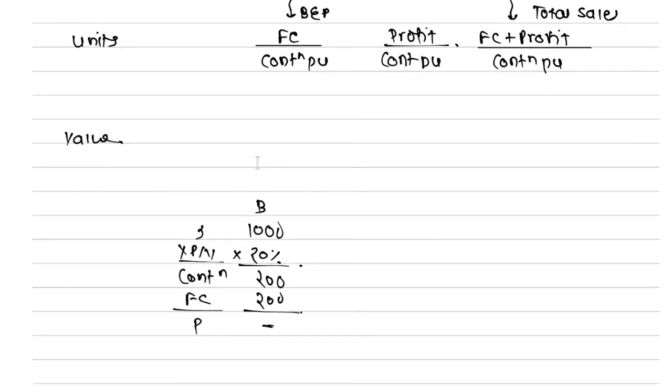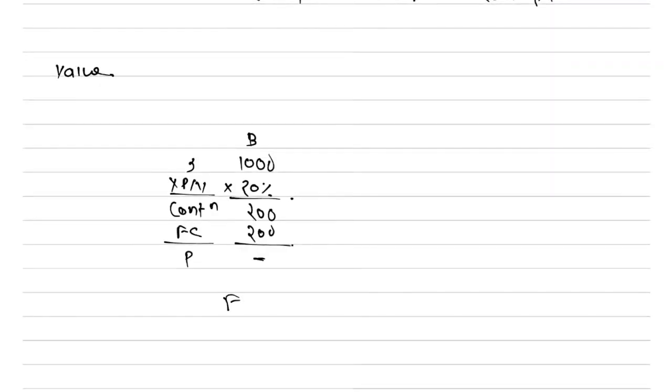Again, the formula is fixed cost plus profit. If I go reverse, I get contribution, and then divide by what? PV ratio. But again, if I ask myself at BEP, what is nil? You don't earn profit, right? So this will be the same, right? So your formula shall be: fixed cost divided by PV ratio.